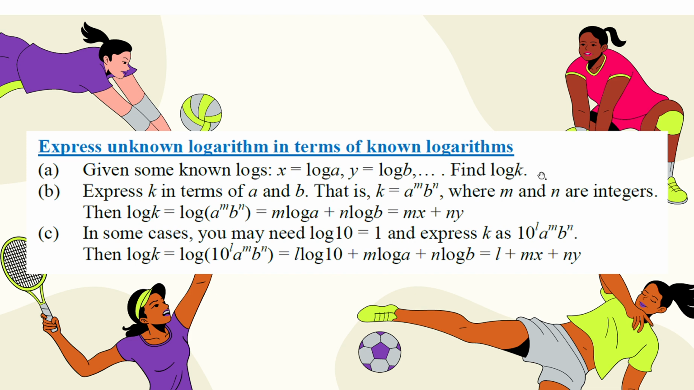So remember, make k equal a to the power m times b to the power n. Because when you make it this form, I take the log, and then log k becomes m log a plus n log b. Good. I know log a and I know log b, so it is mx plus ny. But in some cases, you need log 10 equals 1, log 100 equals 2. Then express k in terms of this, and then get the log out.